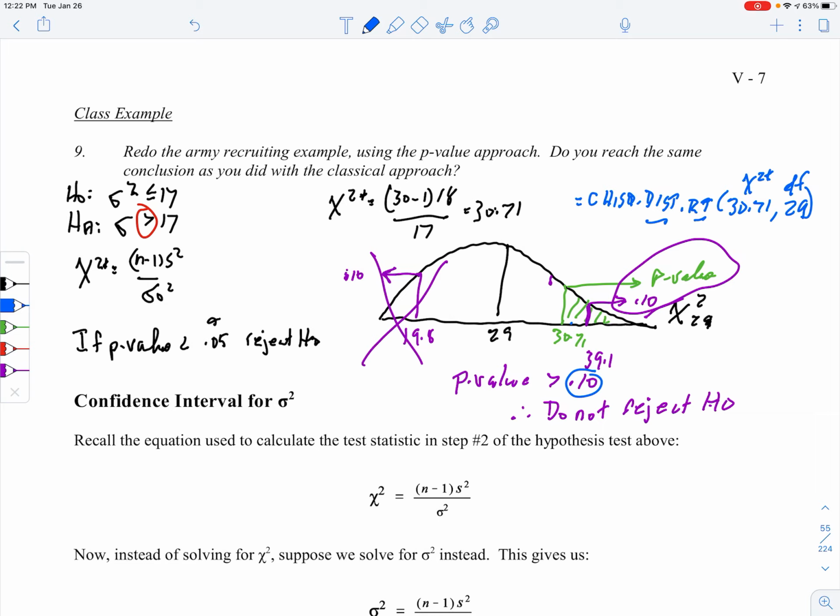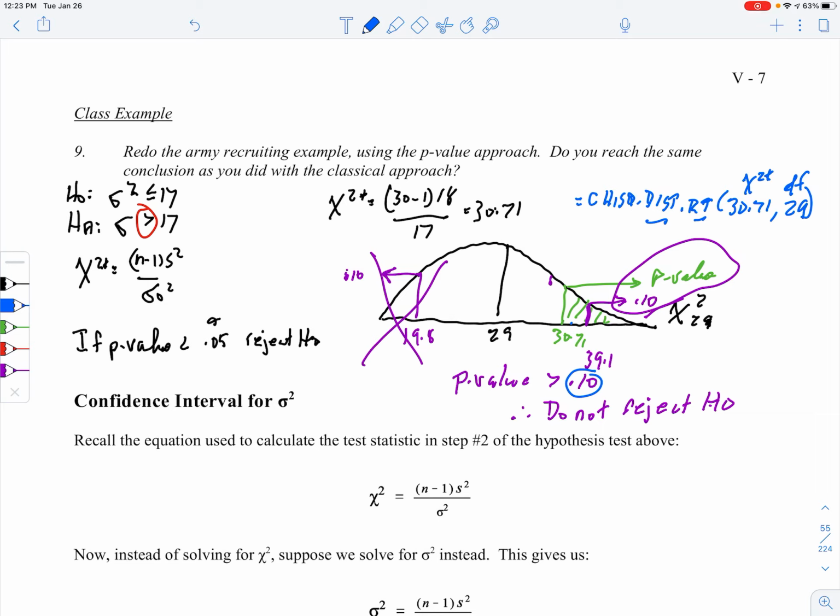Hey folks, welcome back to our third and last video on Unit V, this short little unit on the population variance. And then after that we'll get into really 307 proper. So it's taken us a while to get there, but there were some really important building blocks that we needed to get there. So let's take a look here at page V7.